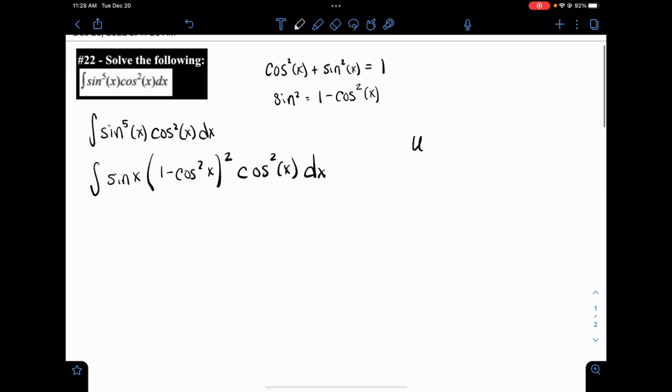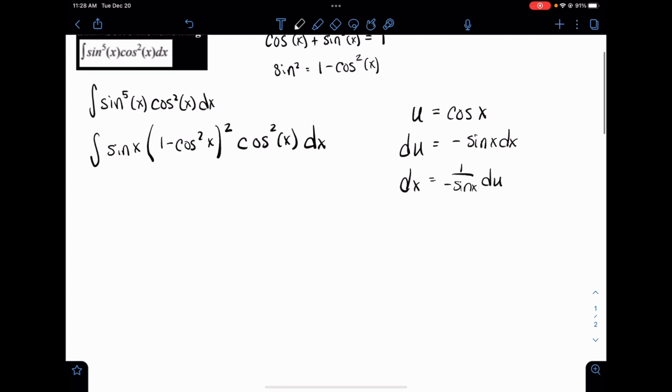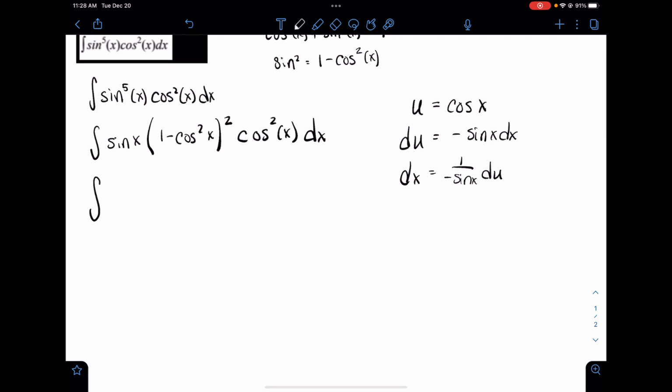Next, we're going to define our u substitution again as cosine x and du to equal negative sine of x dx, and dx will again equal 1 over negative sine x du. If we make our substitutions in here, we'll get left with sine of x times 1 minus u squared, squared, times u squared times negative 1 over sine of x du.